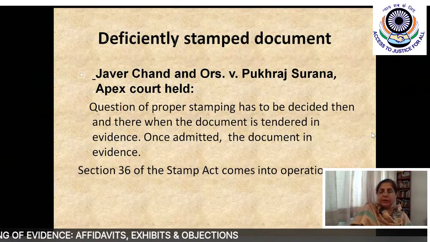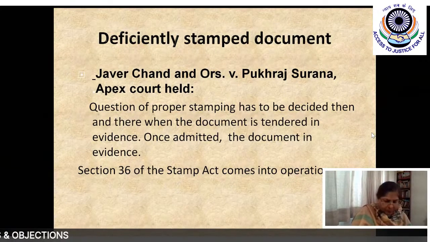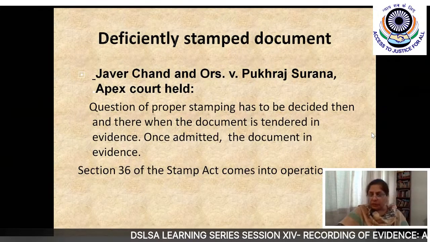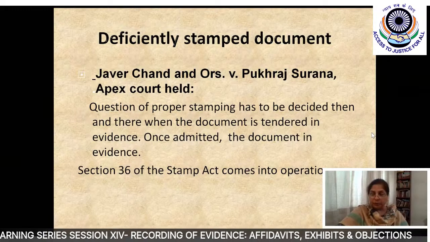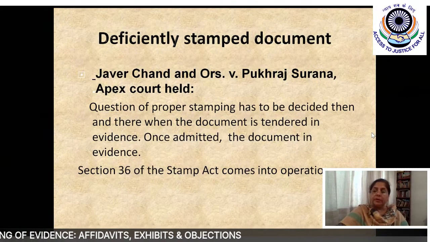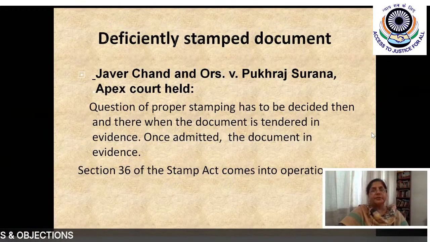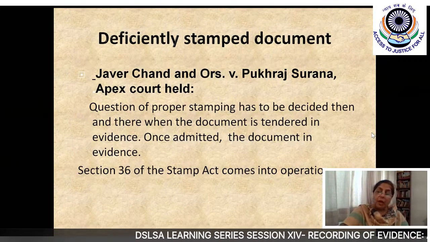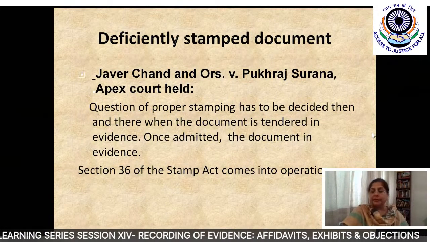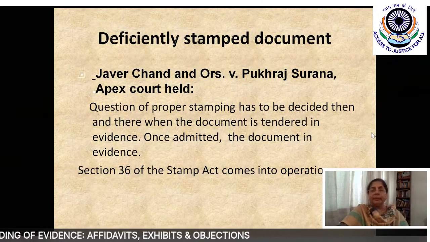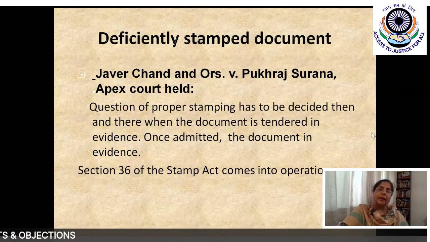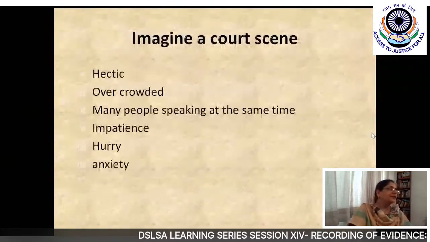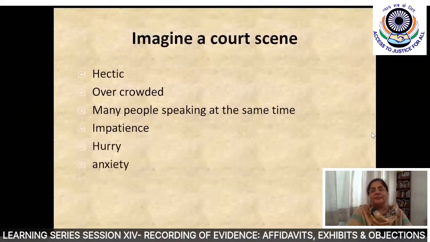Now, in this context, there is one question which keeps cropping up, and that is the insufficiency of stamp duty. Once a document is tendered which is not sufficiently stamped, it is the obligation of the court to impound the document and impose the penalty. However, if it is overlooked and the document is exhibited, it becomes admissible by virtue of Section 36. Once an insufficiently stamped document is exhibited, then it cannot be challenged again and it can be read in evidence.